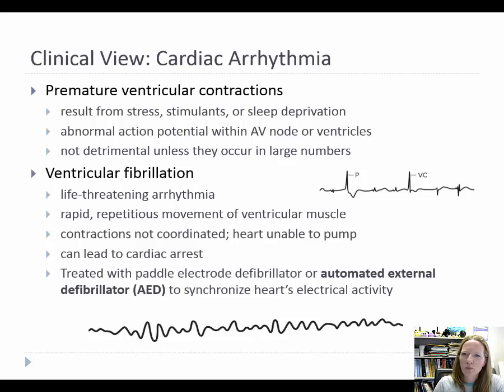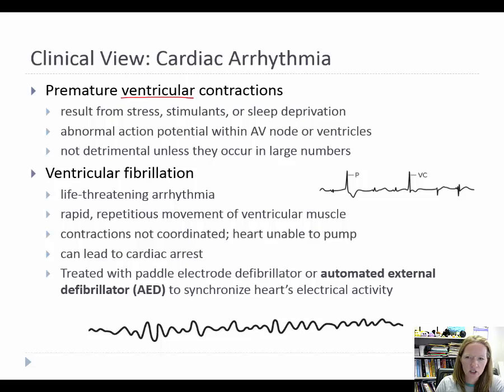You also have something called premature ventricular contractions. These can be from stress, stimulants, sleep deprivation. Anything like sleep deprivation is going to definitely cause stress. Sleep deprivation is probably going to make you want to take stimulants, right? So all of these things can cause premature ventricular contractions. And really what you have is an abnormal action potential within that AV node or the ventricles, because if you think about it, the problem is there at the ventricles. And it says unless it occurs in large numbers, then it's not going to be detrimental at all.